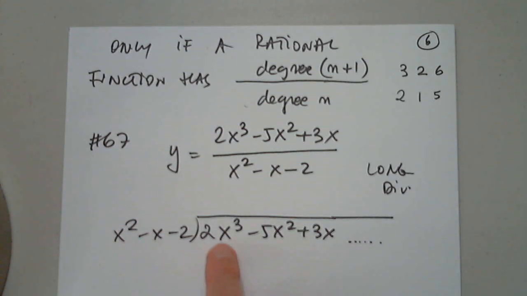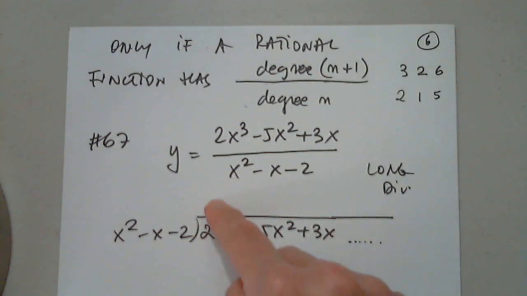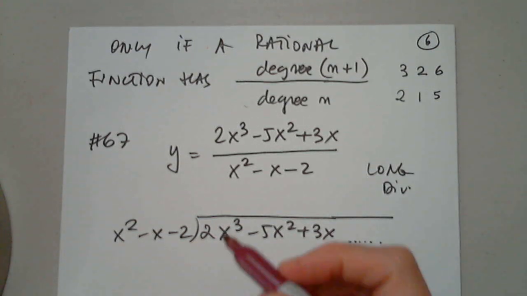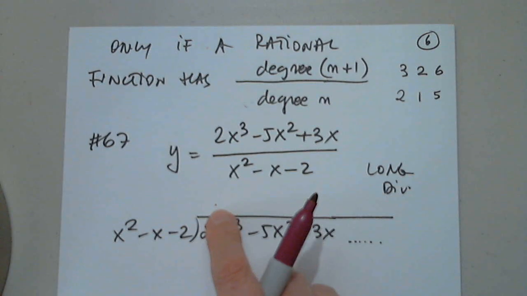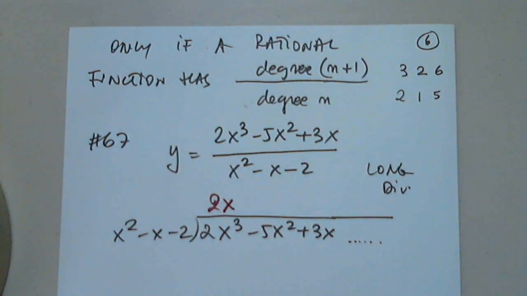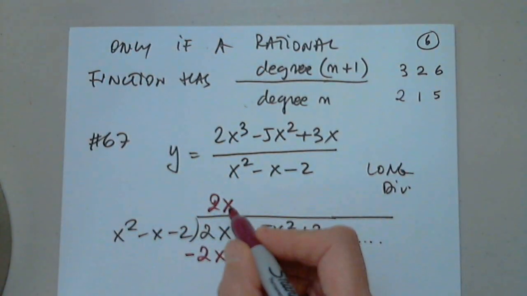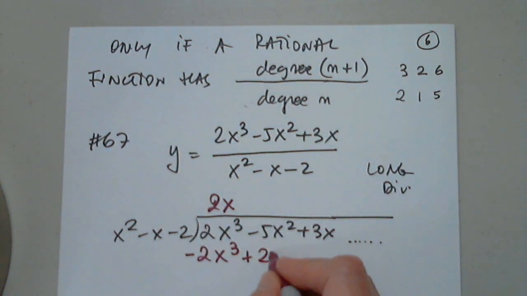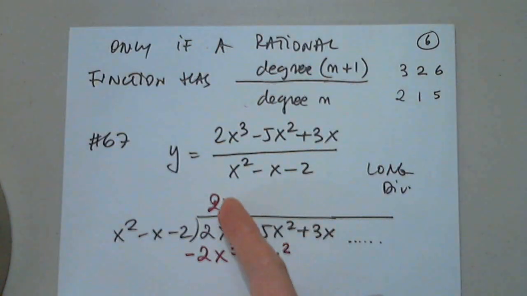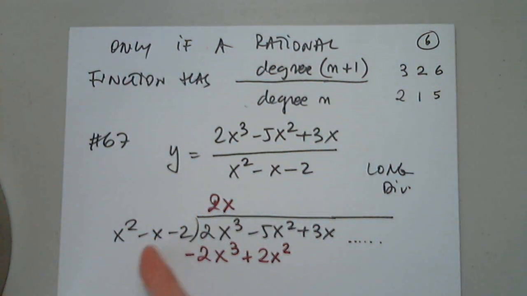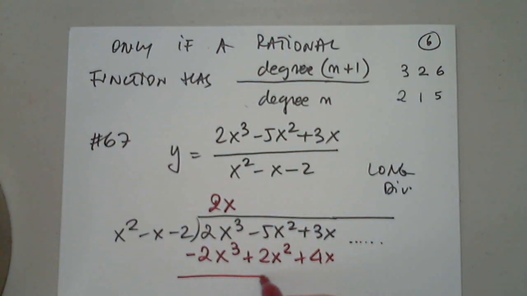X squared times what is 2x cubed? And I put the expression here, the term. What do I write? 2x. Yes, 2x indeed. So 2x times x squared is 2x cubed, but remember we have to subtract. 2x times negative x is negative 2x squared. We have to change the sign. 2x times negative 2 is negative 4x. Change the sign. Always write below like terms.